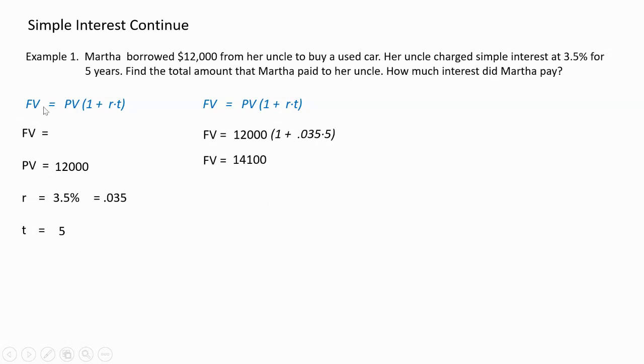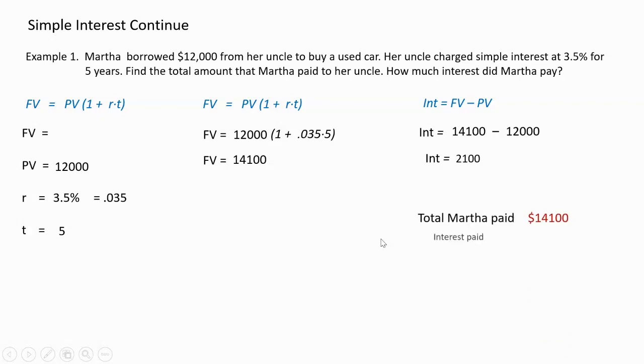So if you're going to use this future value formula, then to find the interest, we subtract the present value from the future value. So it'll be 14,100 minus the 12,000, right? Because this is a present value. So you see, guys, we get the same answer as we did on the previous slide. Okay, so Martha paid 14,100, and the interest paid was 2,100.